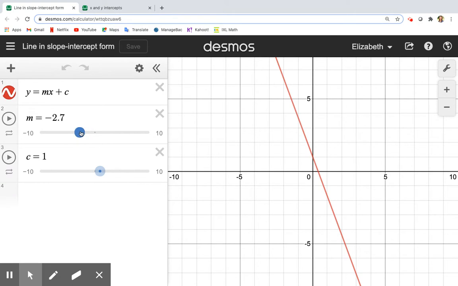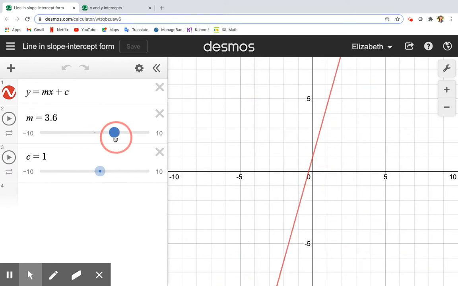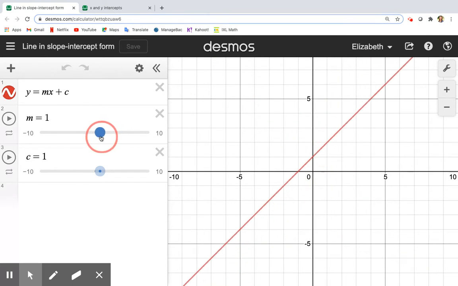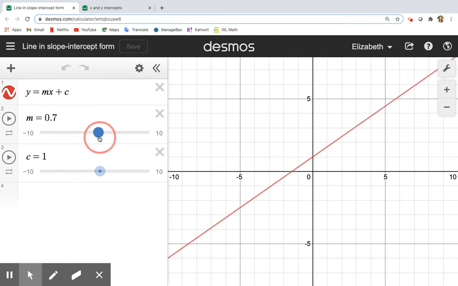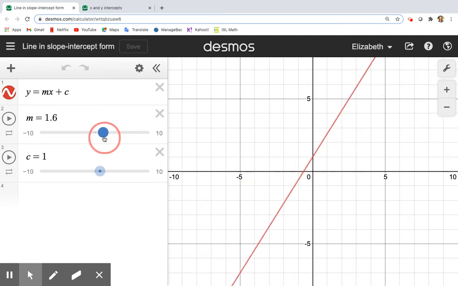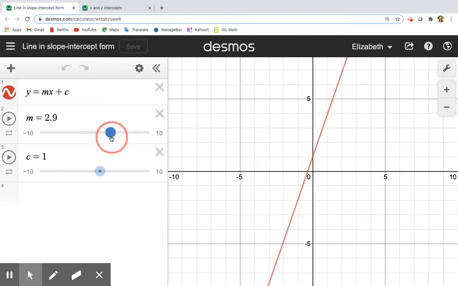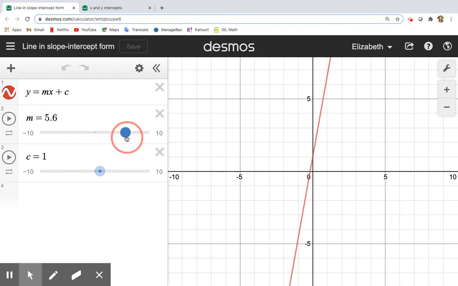So all you need to do is just slide the sliders, and you can see the slope is changing, and you can also see how it changes the line. So notice when I have a slope of 0, it is a horizontal line. That means there's a steepness of 0. It's flat ground. And then when you increase the slope in a positive direction, it gets steeper and steeper. So as the slope increases, the line gets steeper and steeper, almost a vertical line.